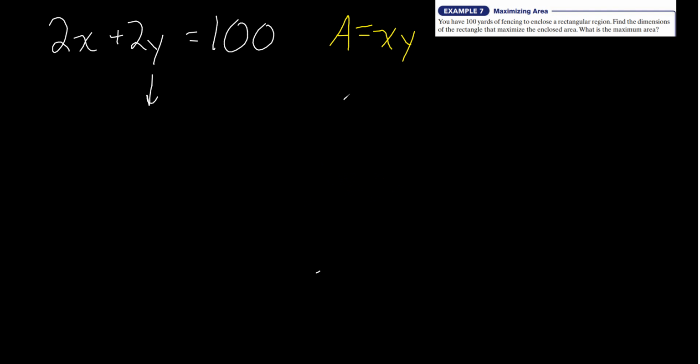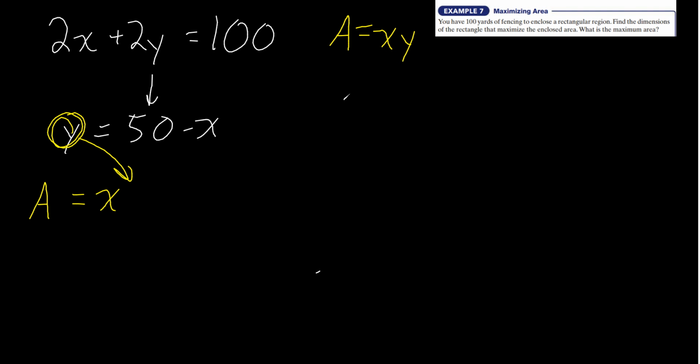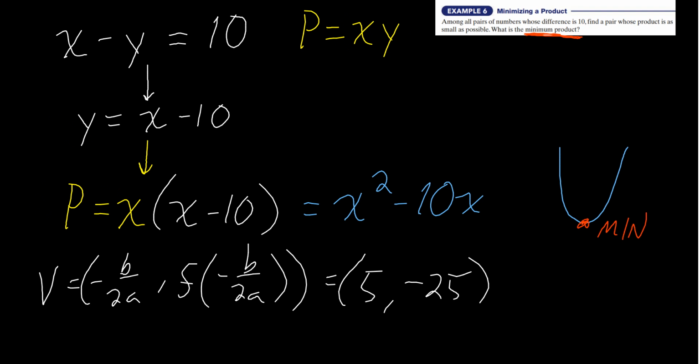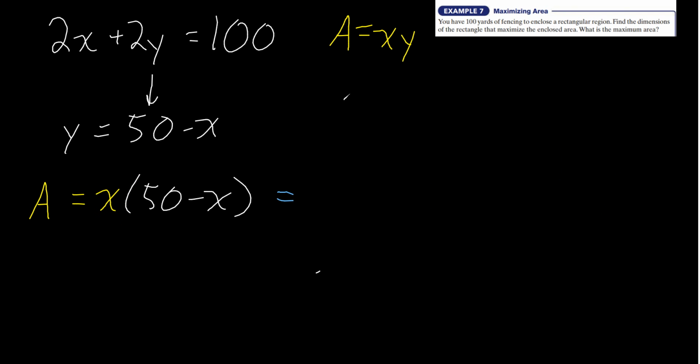With this one, we subtract 2x and divide by 2, so we end up with y equal to 50 minus x. Then we're going to plug that into our area equation. So now my area, A, is equal to x, and we're plugging this y value in for y, so we have 50 minus x. If I distribute that x through, I would end up with 50x minus x squared. And if we put it in descending order, we've got negative x squared plus 50x.